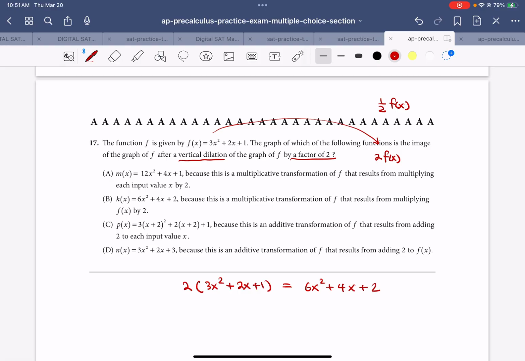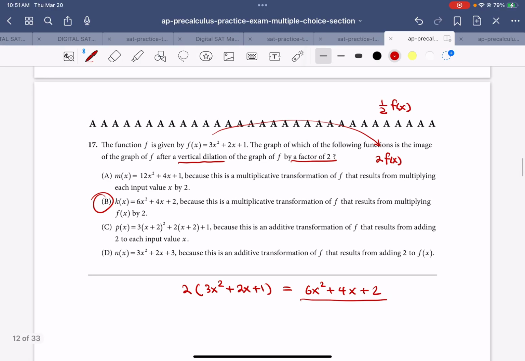Okay, so if you look at the answer choices, B shows the same expression here. And then let's read their description. Because this is a multiplicative transformation of f resulting from multiplying f of x by 2. Okay, yeah, that's the correct description. All right.